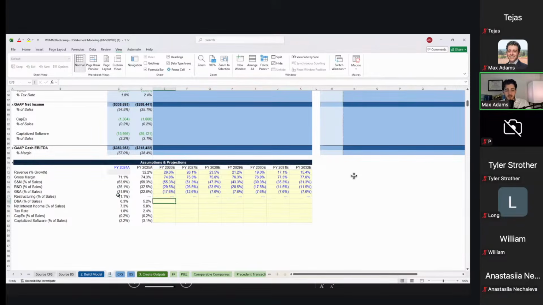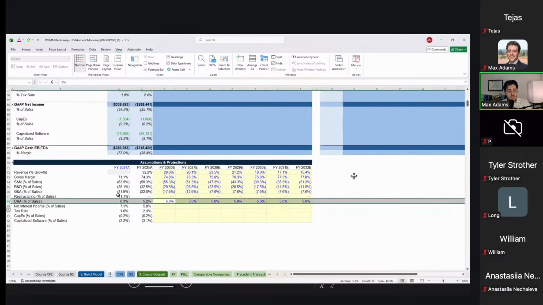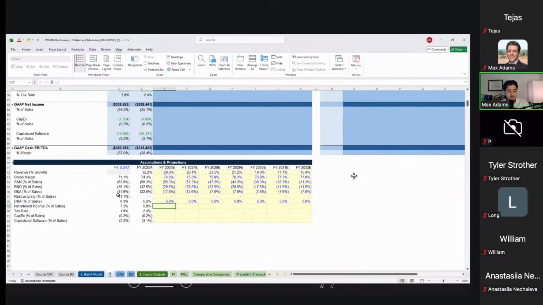Okay. Next up, the D&A. So how do we think about D&A here? Well, D&A has been pretty stable. And so let's just call it 5%. And you can see that, yeah, we could make a more defined assumption there, but that's going to be approximately correct on D&A.